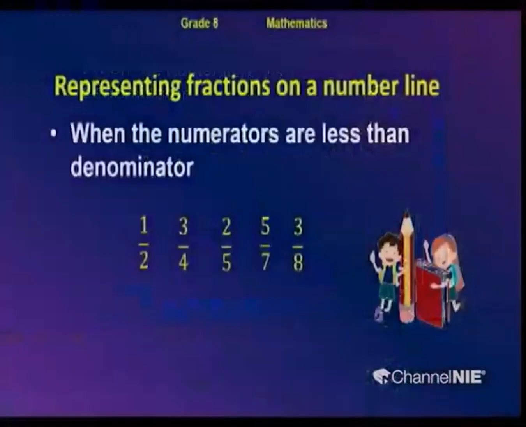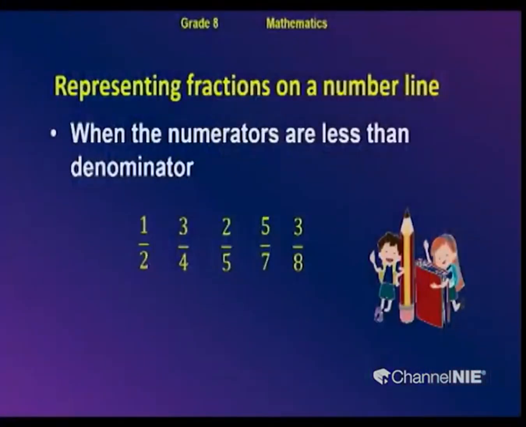Representing fractions on a number line. When we represent fractions on a number line, there are two types. The first one is when the numerator is less than the denominator. When we consider a fraction, there are two parts. What are they? The numerator and denominator. The numerator is the upper one, the denominator is the lower one.